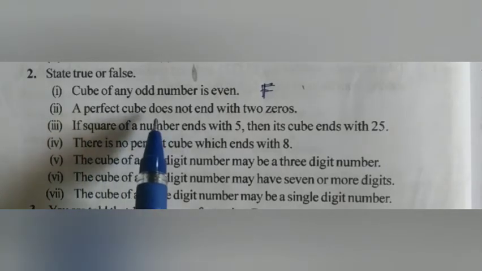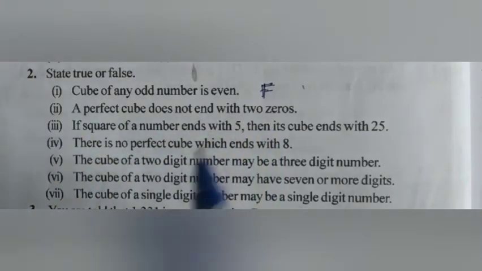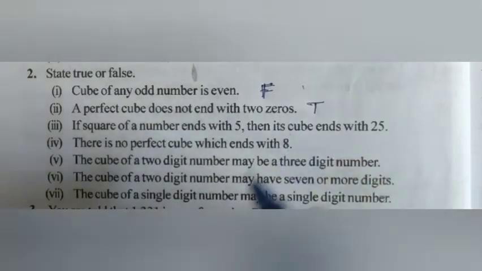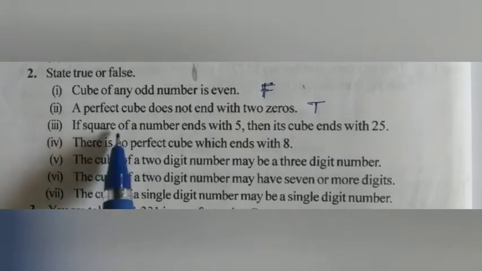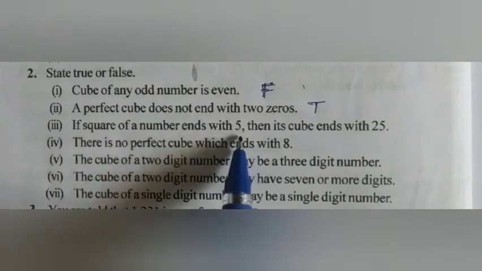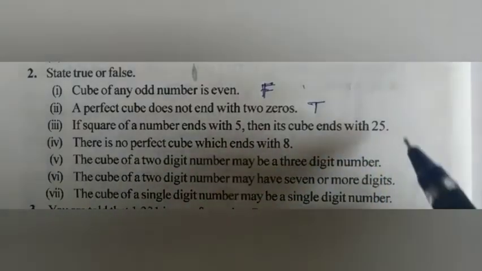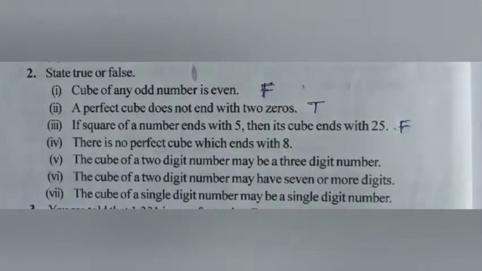Now go to the second. A perfect cube does not end with 2 zeros. Yes, a perfect cube doesn't end with 2 zeros. This is true. It always ends with 3 zeros. Now come to the third one. If the square of a number ends with 5, then its cube ends with 25. No, this is not true. This is a false statement.